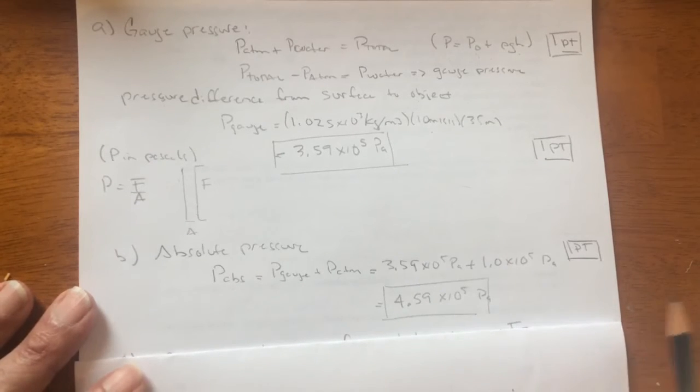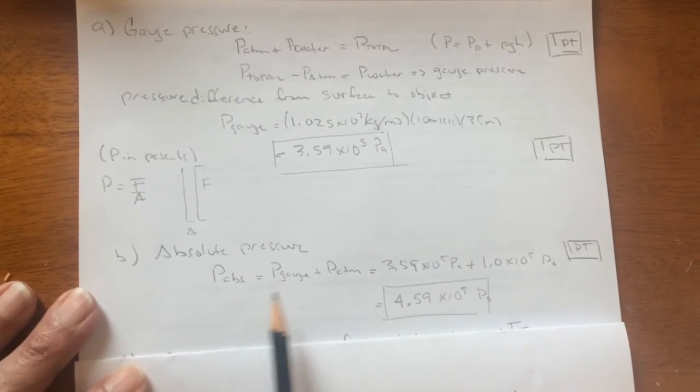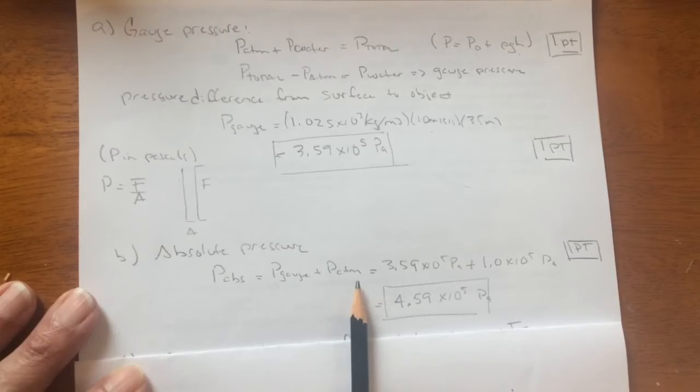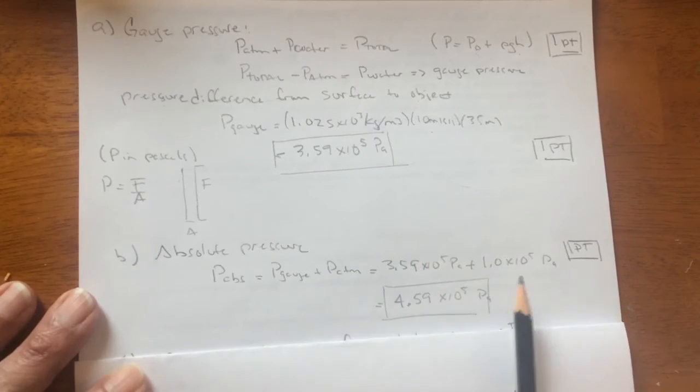Calculate the absolute pressure. Now, absolute pressure, you'll also see it called total or absolute, same thing, is gauge plus atmospheric pressure. You calculated your gauge pressure. You're going to add your atmospheric pressure. Oh my goodness, any easier, it would solve itself. 1 point.